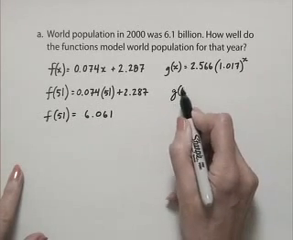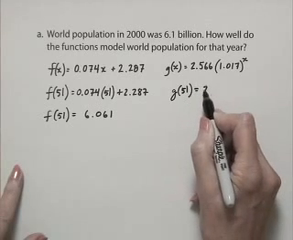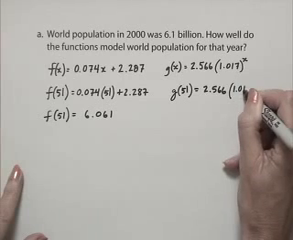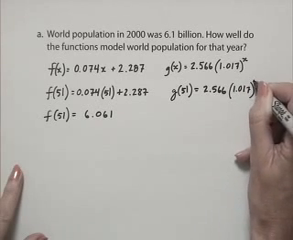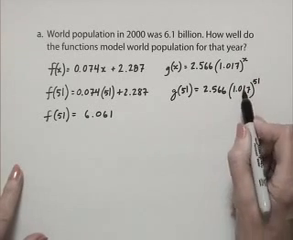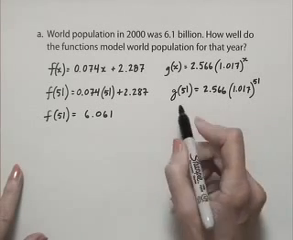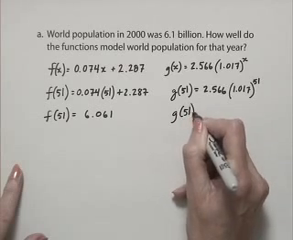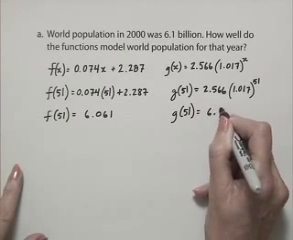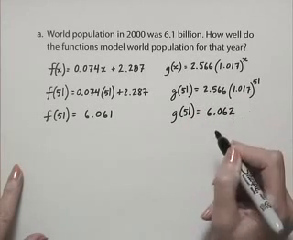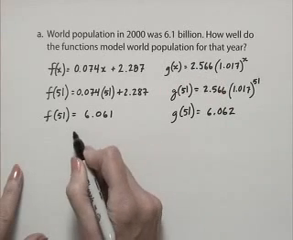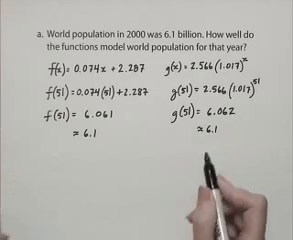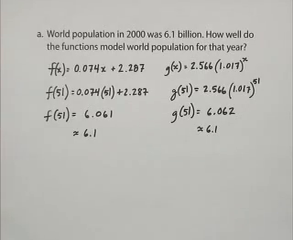g of 51 is going to be evaluated by taking 2.566 and then taking the value of 1.017 and raising that to the 51st power. Again, using our calculators, we'd raise to the 51st power and then multiply by the 2.566 to come up with a value of 6.062 approximately. And now if we round that to the nearest tenth, we can see that in both cases we end up with approximately 6.1 billion, which fits that.